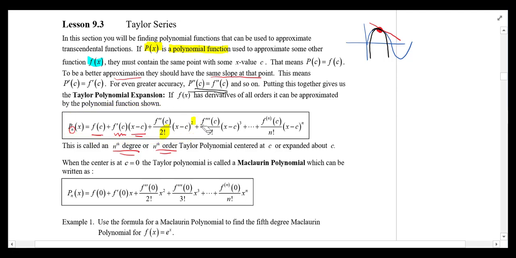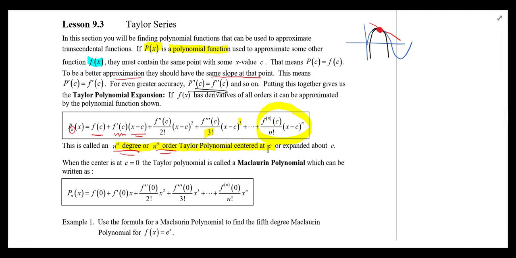And then we can continue on by looking at the third derivative. And of course, that'd be divided by 3 factorial, and the x minus c term would be to the power 3. And so on and so forth to this general term, the nth derivative at c divided by n factorial, times x minus c to the power n. This is called the nth degree or nth order Taylor polynomial centered at c. And yes, it's in the box, so you should memorize this.